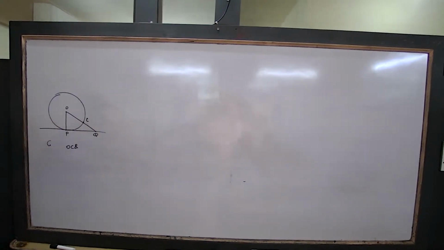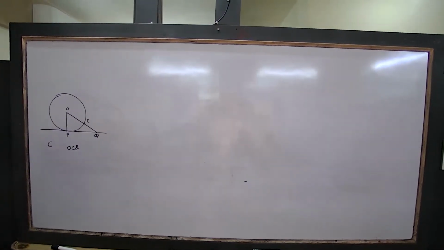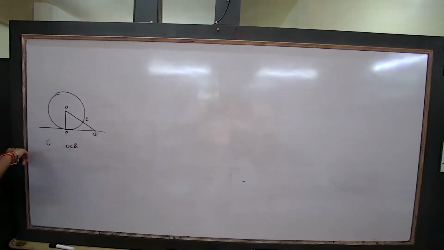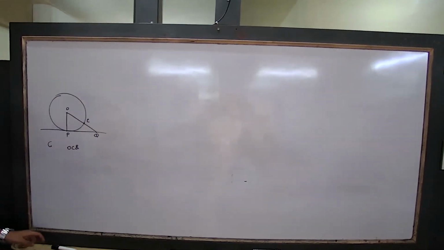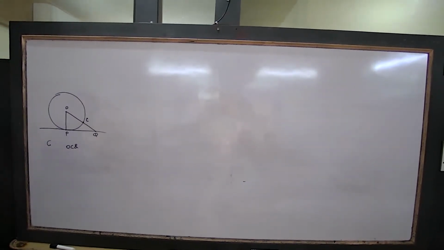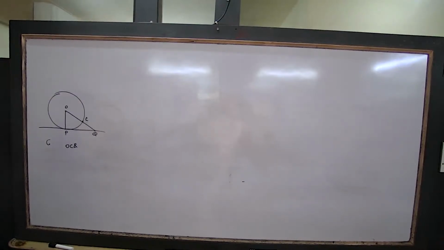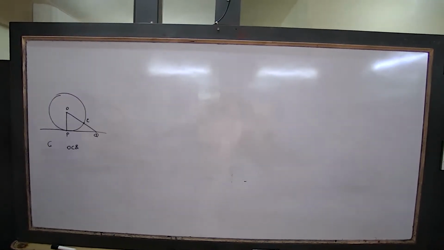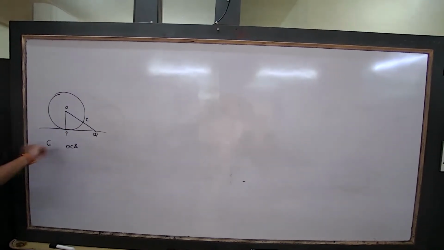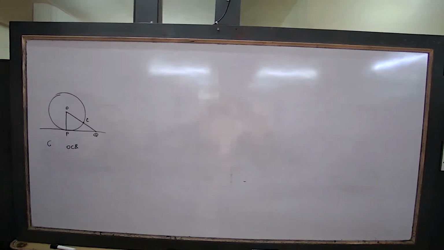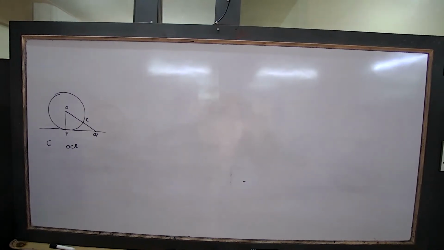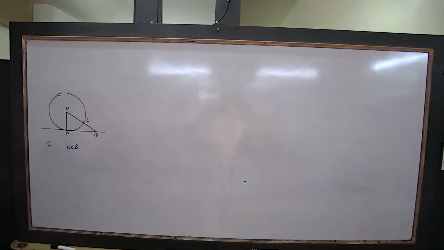Betty, you are not done. Okay. Now. Given is that OP is the radius and the line PQ is the tangent. Circle with center O, OP is the radius and PQ is the tangent at which point? At point P. Okay, what do we need to prove? That OP is perpendicular to PQ.